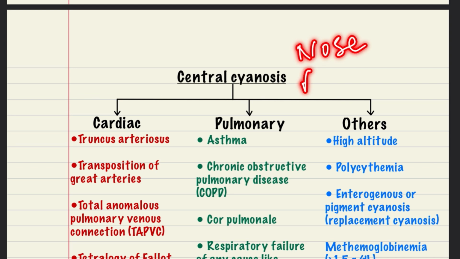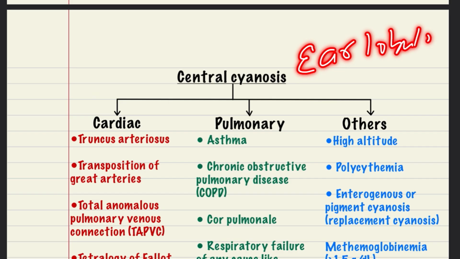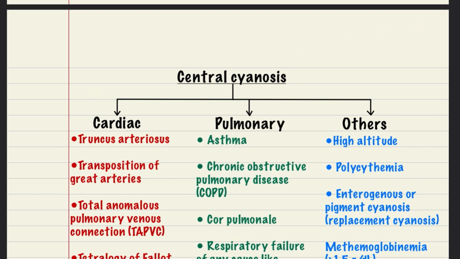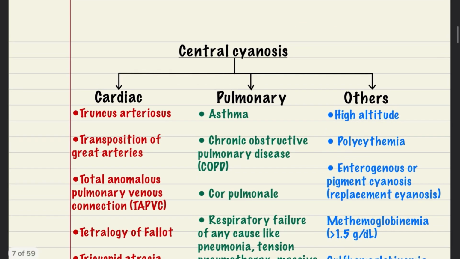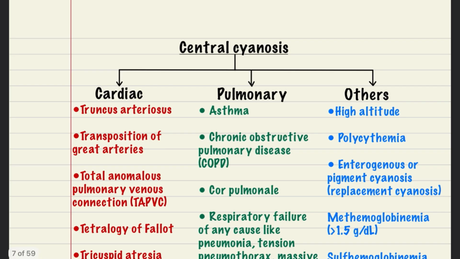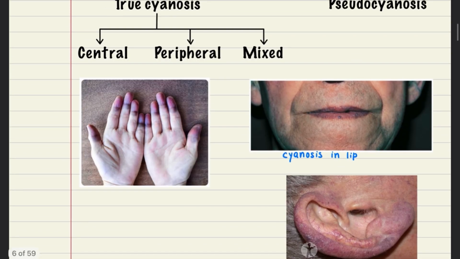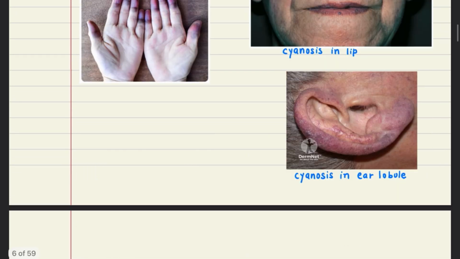Then in the peripheral part you have the ear lobules, along with the ear lobules we have the fingers. In the fingers also you can appreciate the cyanosis. In the central part you have the tongue, and in the tongue you can appreciate the cyanosis also. So, this is about the cyanosis.